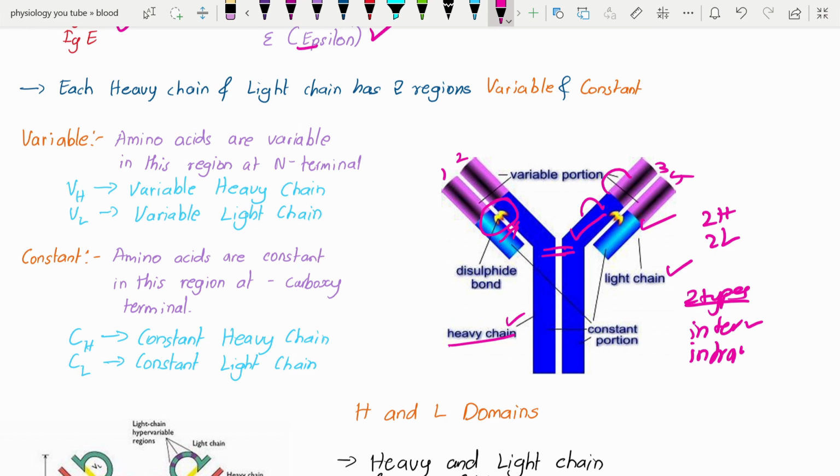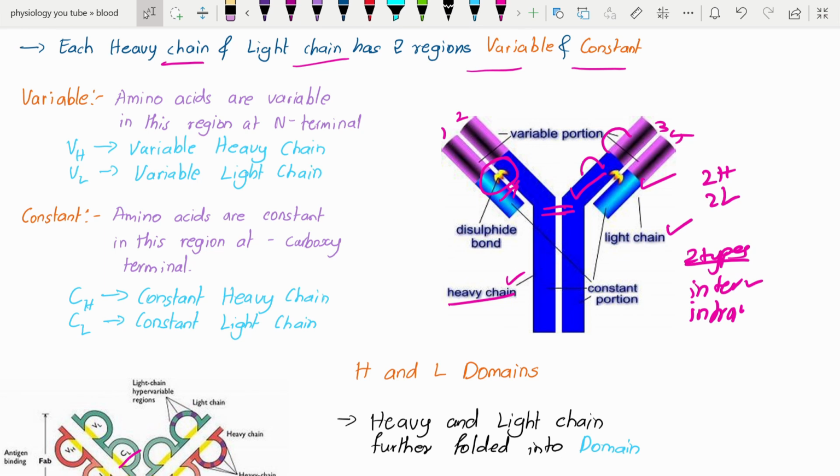We need to know that each heavy chain and light chain has two different regions. Those are called the variable and the constant region. If you observe this figure, you can see the pink colored region and the dark blue colored region. So these are the two different portions, variable and constant.